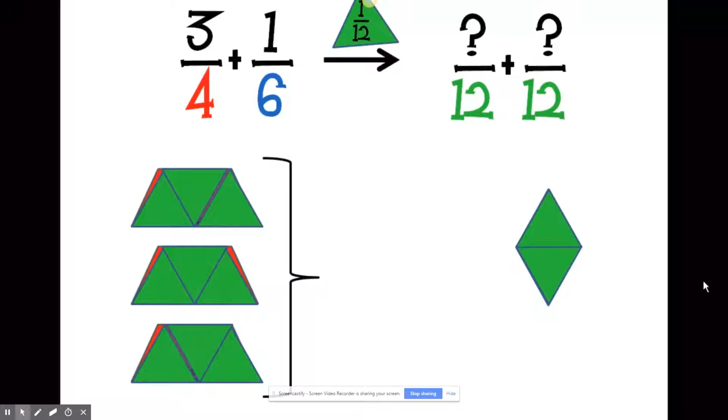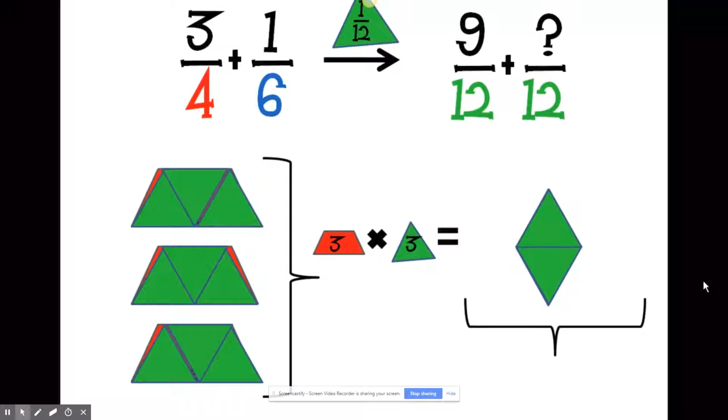There were 3 red trapezoids, and each one is covered with 3 green triangles, for a total of 9. So that 9, the 3/4 becomes 9/12. There was 1 blue diamond covered with 2 green triangles. That equals 2. So the 1/6 becomes 2/12.